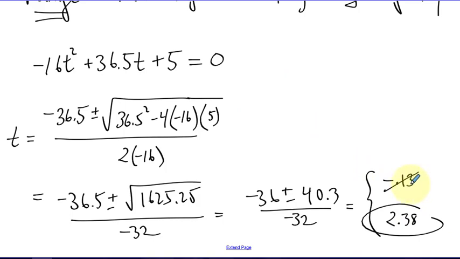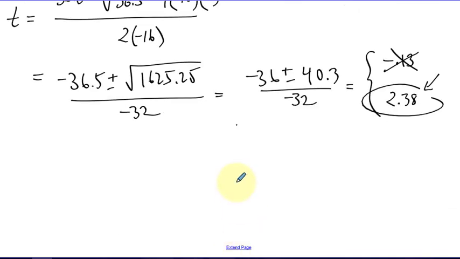Well, obviously the negative time isn't going to apply in this case. It would be the time, if it followed the same trajectory, when it would have been on the ground before it reached that 5-foot initial height. So we're going to discard that, and take this as the time when it hits the ground forward in time. And if we know the time when it hits the ground, then the thing to do would be to use that time in the horizontal component.